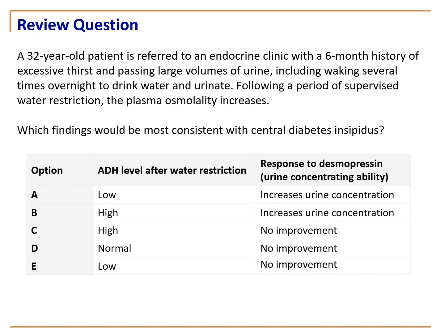Now, desmopressin replaces the missing hormone, and in central diabetes insipidus, that desmopressin is going to work. So the urine should become more concentrated after administering desmopressin. And the answer for that, obviously, is A. It increases the urine concentration. So ADH levels after water restriction are still low, but with desmopressin we can now concentrate the urine. We can retain water. So A is what you would see in central diabetes insipidus.